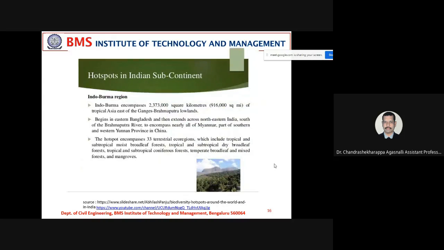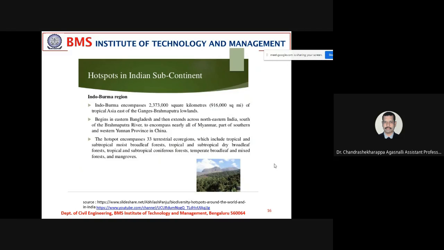I'm not saying that organizations should not do any development. We need development, as well as we need to take care of the environment. Both we can do simultaneously. That way we can balance the nature, that way we can balance the ecosystem and biodiversity. This is about the things.